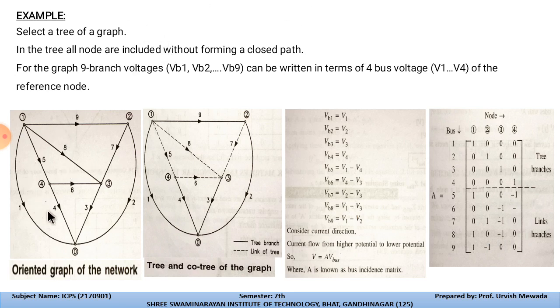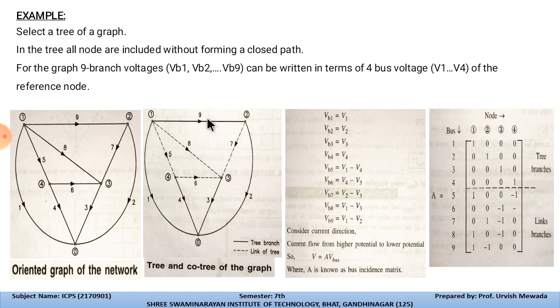So for this oriented graph, this is the direction which is showing the connection of the elements with the node. So for this we form the tree and co-tree. This is the tree which is including all the nodes. So this is 1, then 4, and then 3, and then 2, and then 2 to 1. This dark line indicates the tree branch, and the dotted line indicates the link of the tree branch, or we can say co-tree.